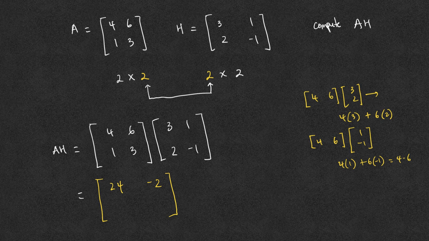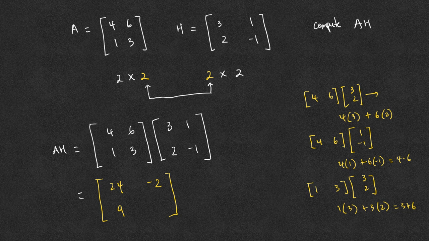Next, we take the second row in the first matrix, which is 1, 3, and multiply the first column in the second matrix, 3, 2. This is 1 times 3 plus 3 times 2, which is 3 plus 6, or 9.